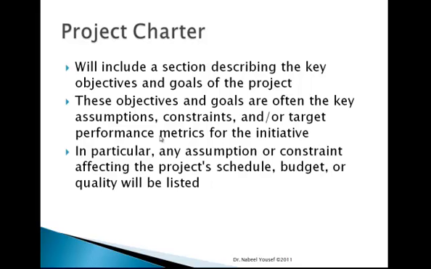It will also include a section describing the key objectives and goals of the project. These objectives and goals are often the key assumptions, constraints, and target performance metrics for the initiatives. Actually, we are looking at any assumptions or constraints affecting the project schedule, budget, or quality that are mentioned or described. They should be documented in the project charter.